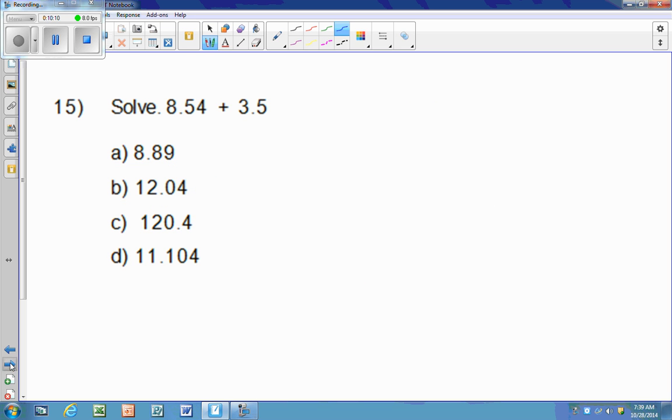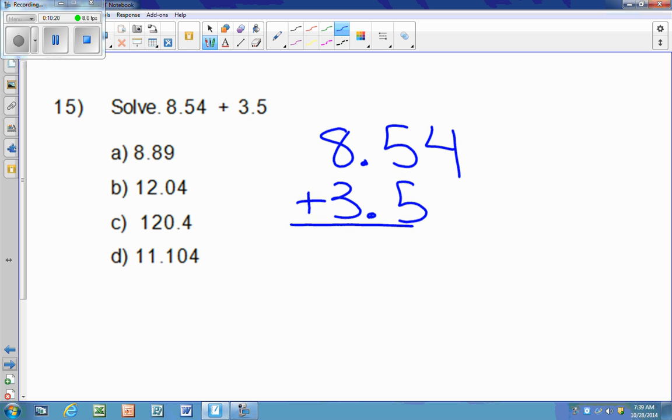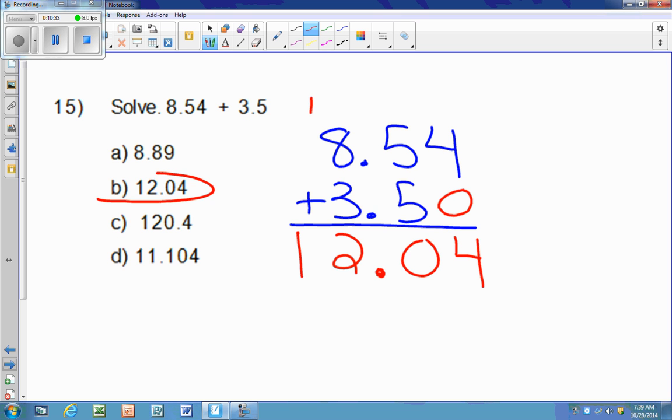Next, it tells me to solve. I want to find the sum because I'm adding. When I add decimals, we had talked about lining up the place value, so we line up our decimals just like we would line up our place value. In order to help us, we add in a 0. So now I'm going to add. I'm going to show all my work so that when I go back to it, I can double check my work and find my correct answer. And then I have my answer of B.